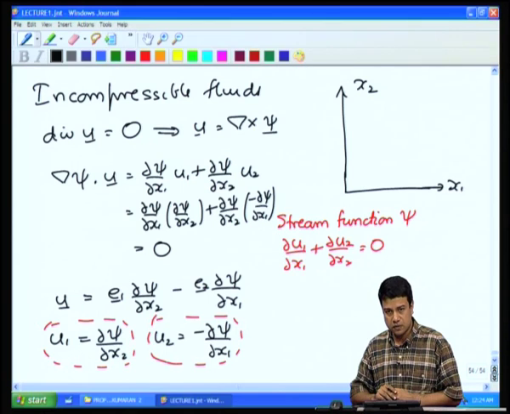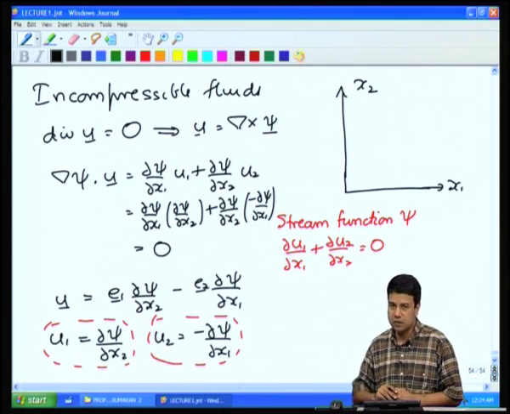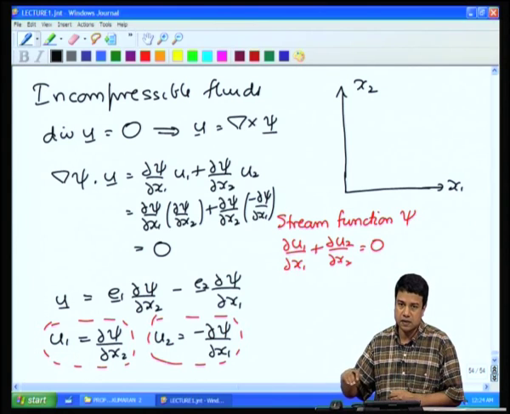Grad psi, note, is the direction of maximum variation of psi. It is perpendicular to surfaces of constant psi. In this case, since we are dealing with a two dimensional coordinate system, it is perpendicular to lines of constant psi, because a surface in two dimensions is just a line.